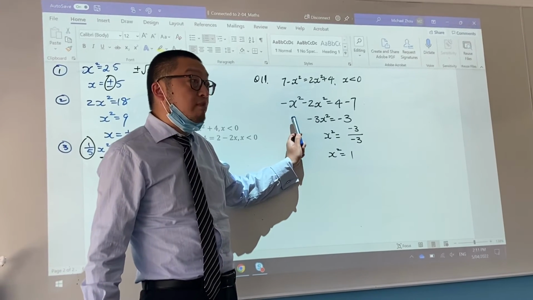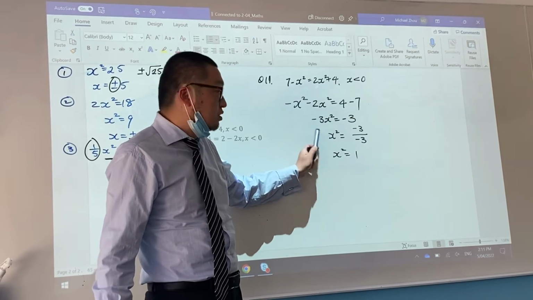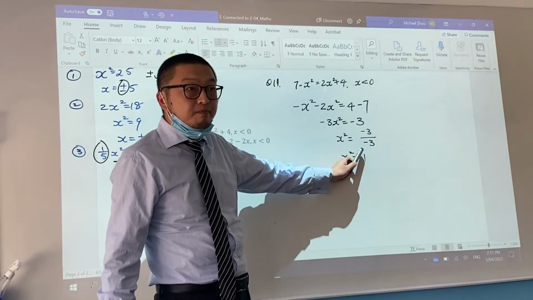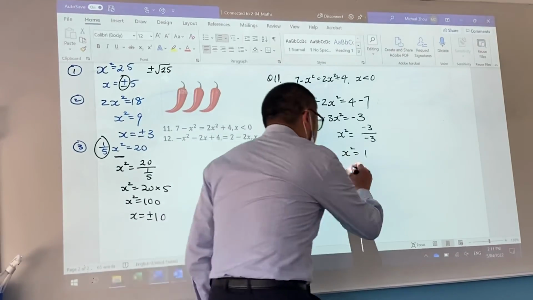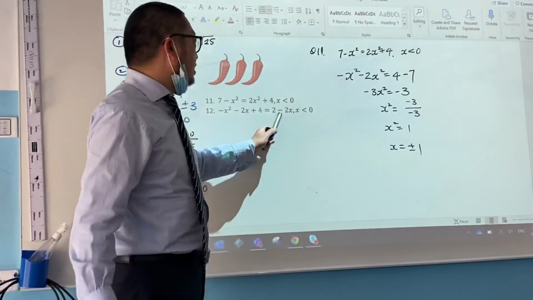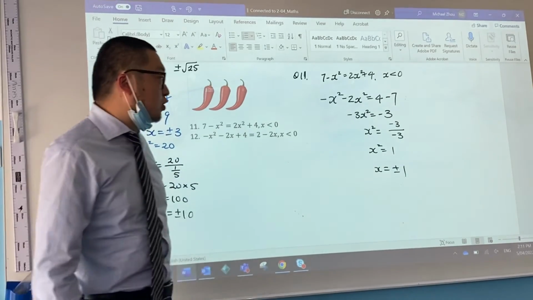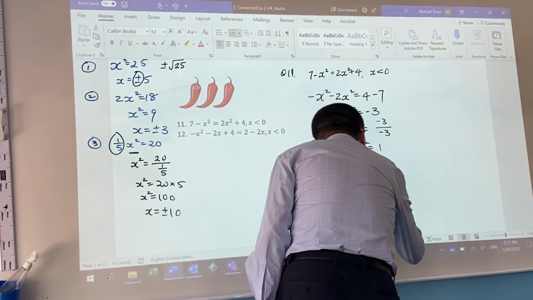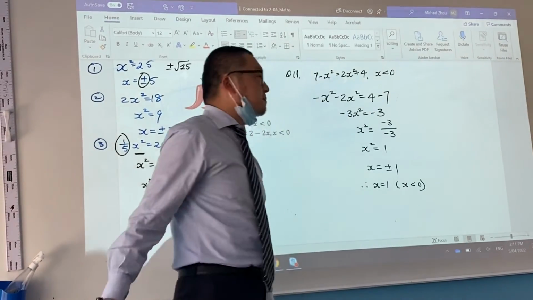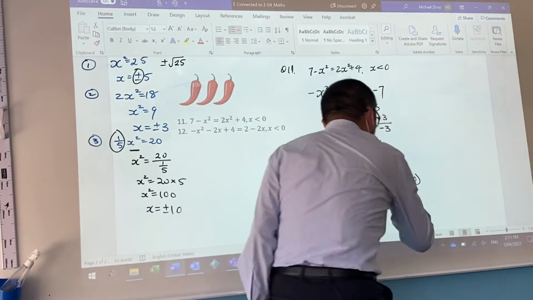I'm talking about important information, so make sure you are focusing. The right hand side divided by the left hand side, that's how I get the 1. Then obviously x equals plus or minus 1. Then you go back to the question and have a look at the condition. When x is smaller than 0, we keep x equals negative 1, because x is smaller than 0.